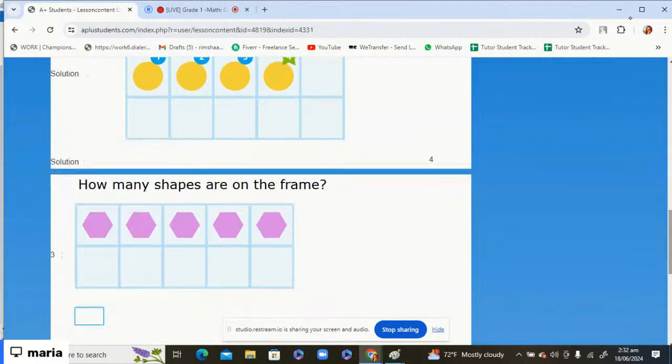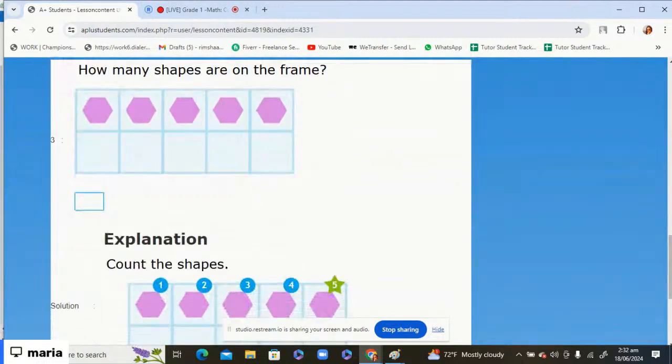Okay. So how many shapes are there on the frame? Check it out. How many total shapes are there? It's one, two, three, four, and five. My answer is five. What's your answers? Tell me. So what's your answer? That is also five. Okay, good.